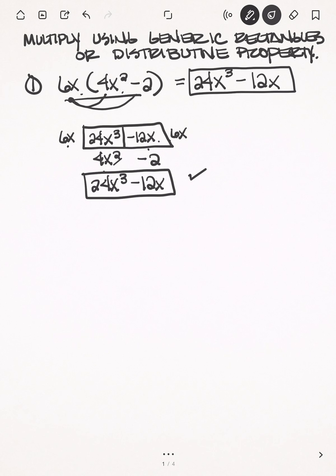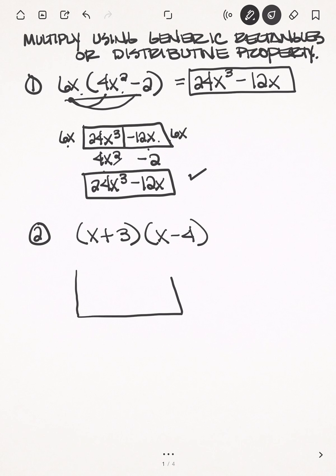All right, that's a monomial times a binomial. Let's do one that is a binomial times a binomial. Okay, using a generic rectangle this time, I have a binomial times a binomial, so I need 2 rectangles by 2 rectangles.